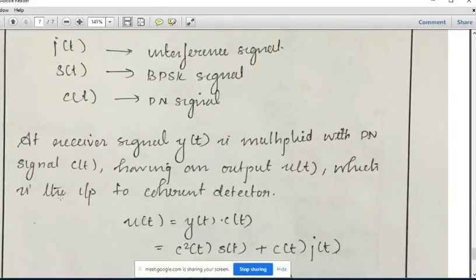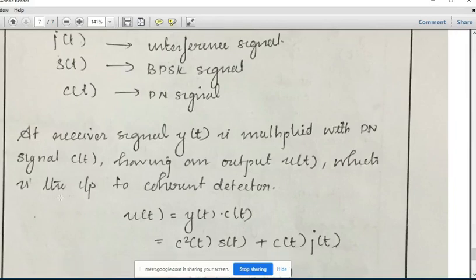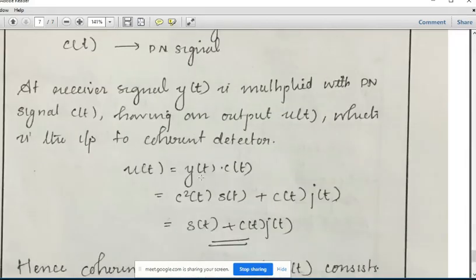So at the receiver, Y of T is multiplied with the PN signal C of T, that is first despreading happening, and having an output U of T. So U of T is Y of T into C of T, and we know the equation for Y of T, it's C square T into S of T plus C of T into J of T. So C of T square is 1. So this becomes S of T plus C of T into J of T.